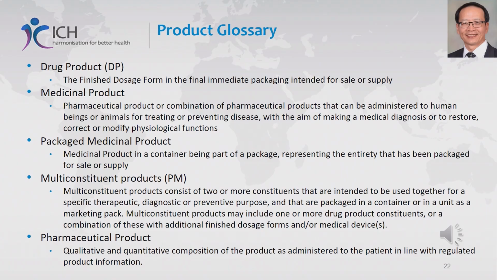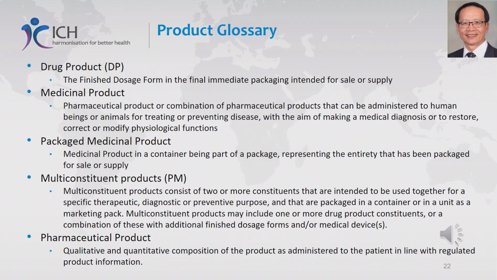Finally, we introduce a new term called a multi-constituent product. Those products are composed of two or more constituents meant to be used together for a specific purpose. They are packaged together in a single marketing unit. For example, a combination of a drug product with a medical device, or multiple finished dosage forms in the same pack, and so on. Finally, pharmaceutical product refers to the actual qualitative and quantitative composition of the product administered to the patient.